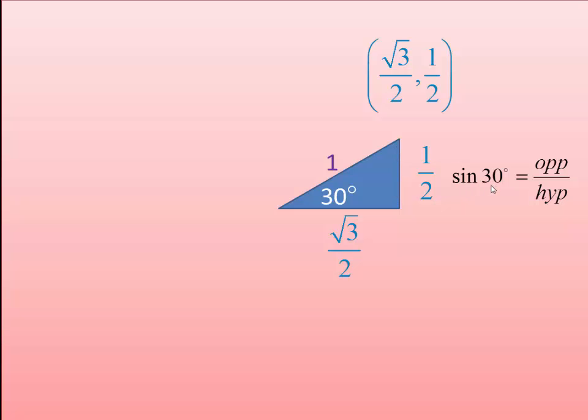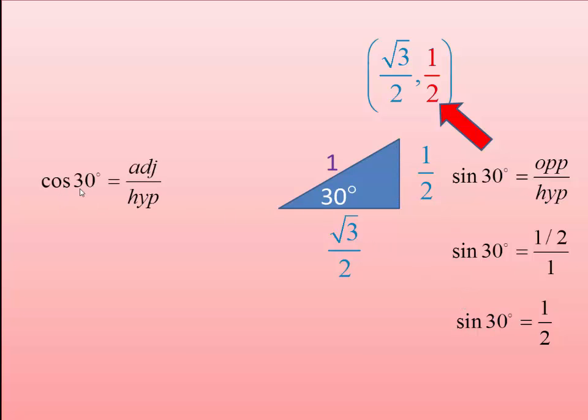Well, SOHCAHTOA, sine is the opposite over hypotenuse, therefore that should be 1/2 over 1. But again, since this is the unit circle where the hypotenuse is equal to 1, that can be simplified to simply 1/2. And notice that we've already established that that is the y value in our coordinate. We don't even need to calculate it. We can simply know that the y value of the coordinate is equal to the sine of that angle.